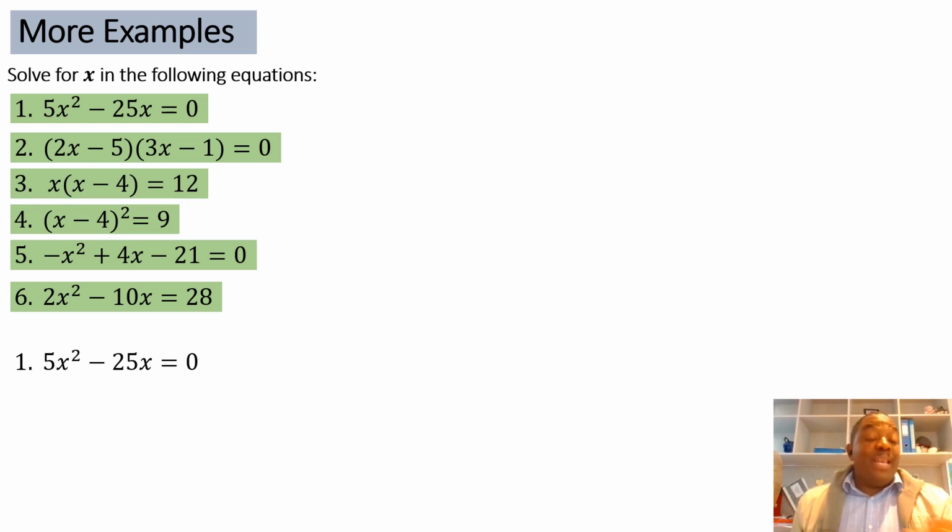So we never divide by a variable, but we can always divide by a constant term. And that's what we're going to do here, because we're noticing that our terms have got a constant factor of 5.